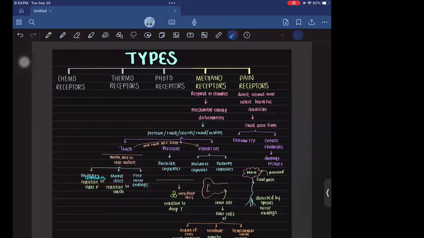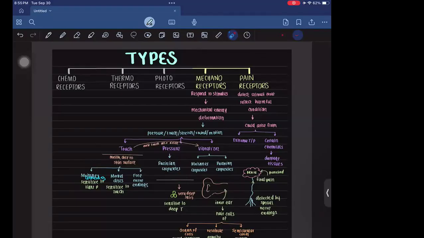Meissner corpuscles are sensitive to light pressure, a light pressure where you slightly give a push on your skin. Merkel discs are sensitive to light touch. A slight touch on your skin is detected by the Merkel discs. And finally, the last one is free nerve endings.